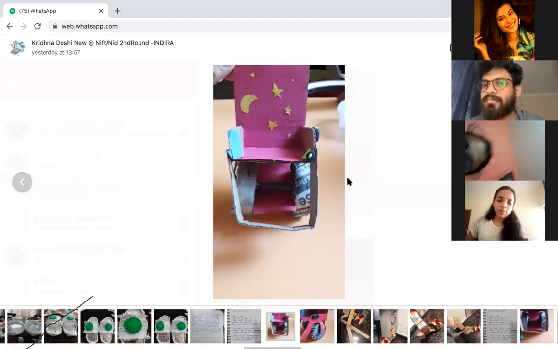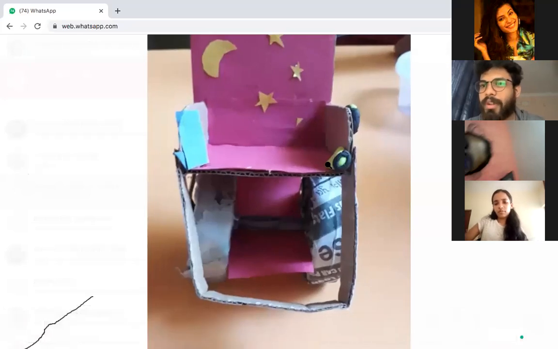Krishna, are you hearing us? Can you read the second question? Yes. Wheelchair for a handicapped person who is 50 years old. Yes, and what is your product?